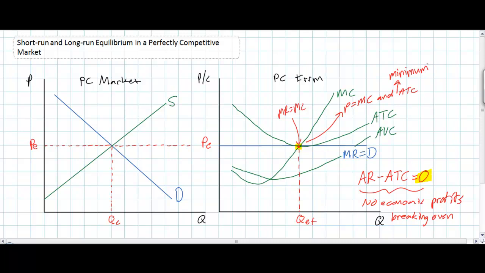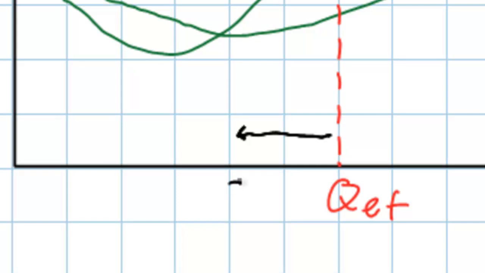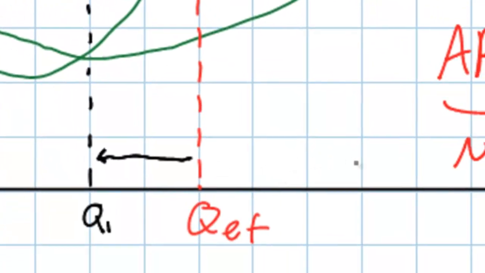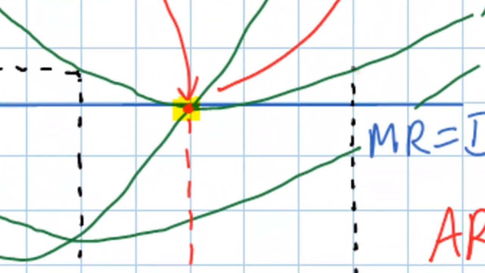This firm cannot possibly hope to earn economic profits by increasing or decreasing its output. Notice, for example, that if this firm decreased its output from QE to Q1, its average total costs would increase. And since this firm is a price taker, at this quantity its average total cost is greater than its average revenue, and this firm would be earning economic losses. On the other hand, if this firm chose to increase its output to Q2, it would also begin experiencing losses, because over here we can see clearly that ATC is greater than average revenue. This firm cannot earn economic profits.